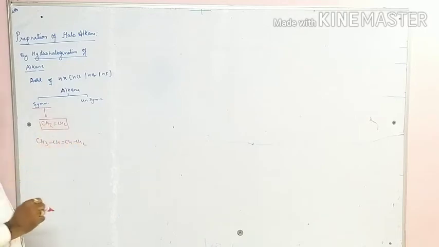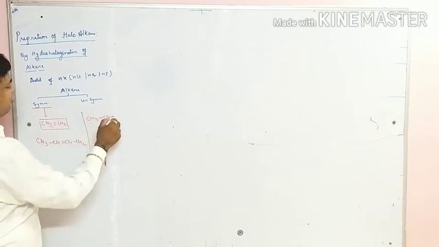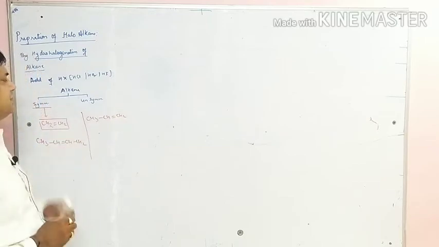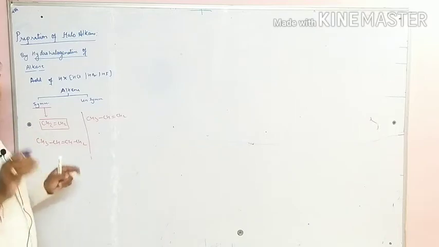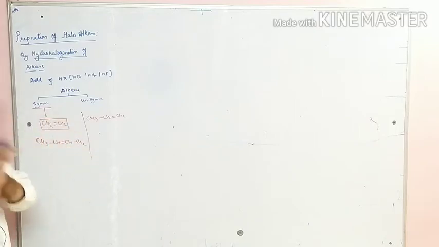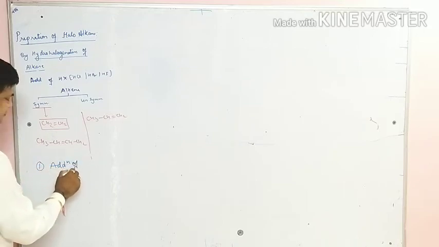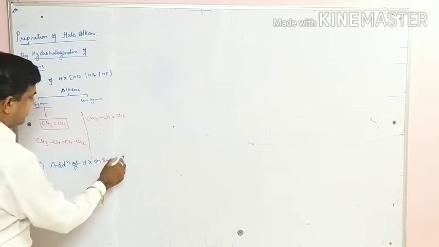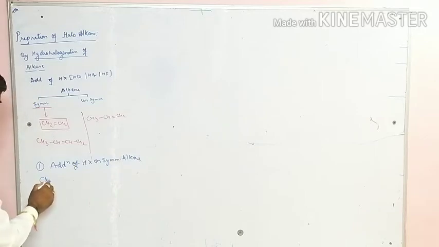This is also symmetrical. And see, what is unsymmetrical alkene? Those alkene in which on both sides of the double bond unequal number of the hydrogens are there. This is unsymmetrical alkene. So we discuss addition of the HX, first we go for the symmetrical alkene. First is addition of HX on symmetrical alkene.